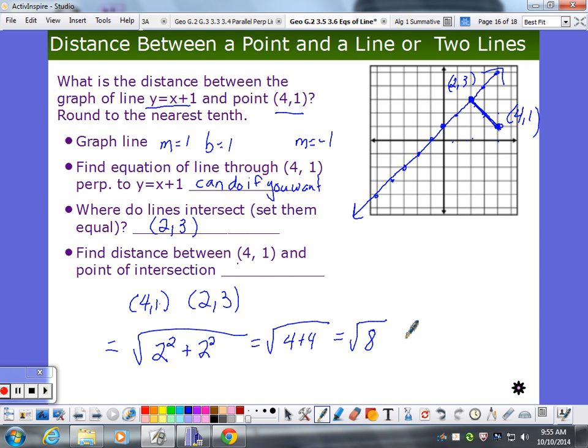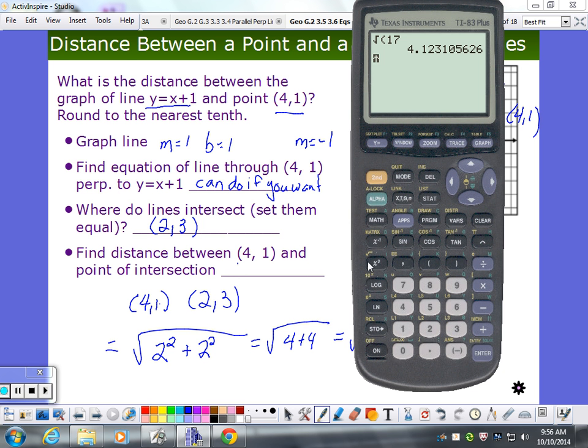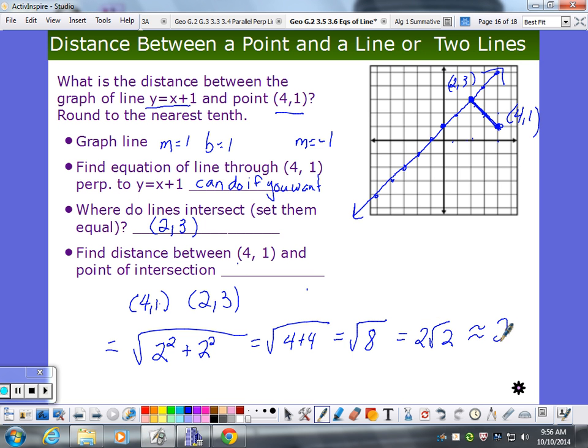If I want an exact answer, I want to just reduce that radically, right? 8 is 4 times 2, so this becomes 2 rad 2. If I wanted the nearest 10th, I can just put it in my calculator. The square root of 8 is approximately 2.8 to the nearest 10th.